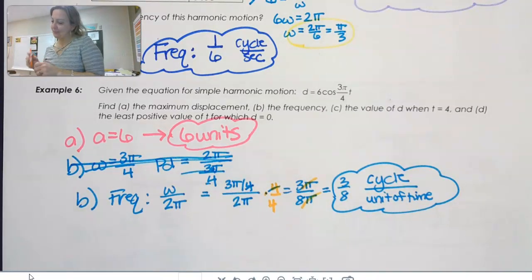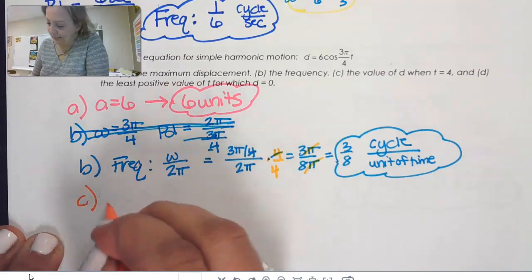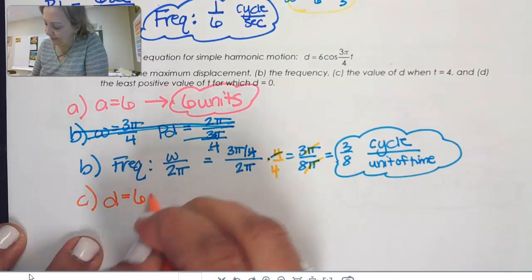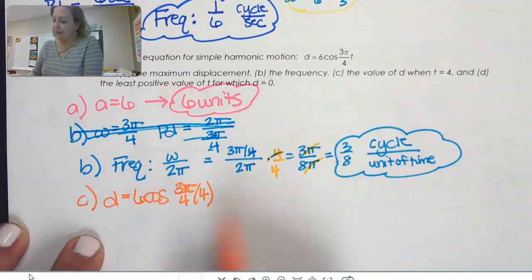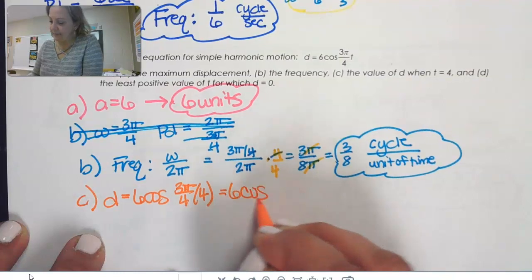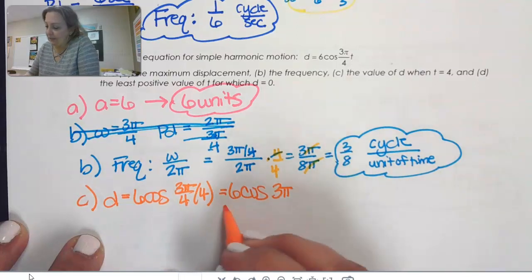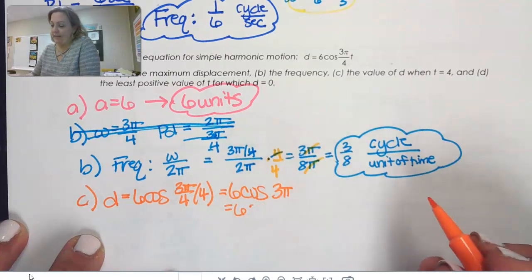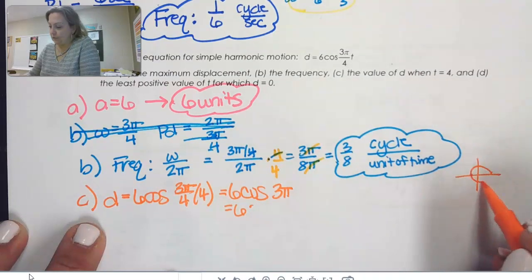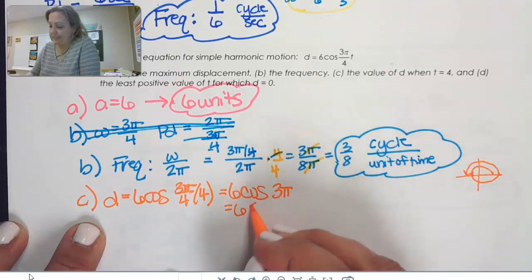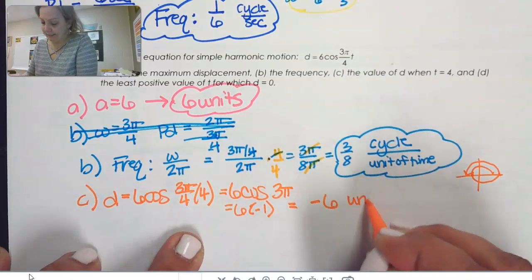Letter C, let me read this one first. It wants the value of D when t equals 4. So we're just going to let t be 4 in this equation. And so this means that we're going to evaluate 6 times the cosine of 3 pi. I'll evaluate the cosine of 3 pi. Hopefully we don't need to draw, but if we do, so 1, 2, 3 pi, I can see that that's going to be -1. And so that would give me -6 units.